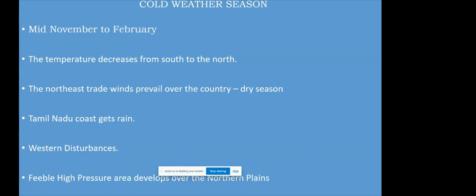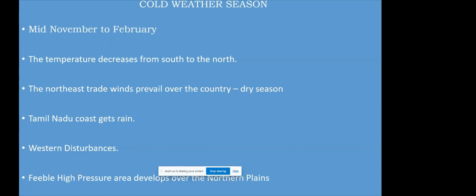Correct, no? So, sea is like Lord Mahavishnu. Sea gets heated up very slowly. That is why in winter, it cools down also very slowly. That is why in summer, the sea is cooler because it gets heated up very slowly, whereas in winter, it is warm because it cools down very slowly. I think this difference you understand.